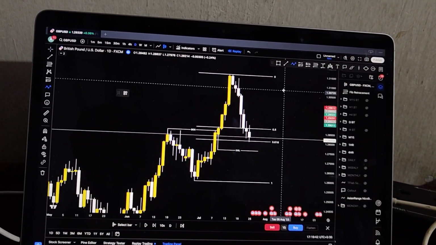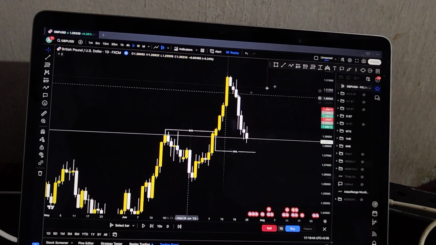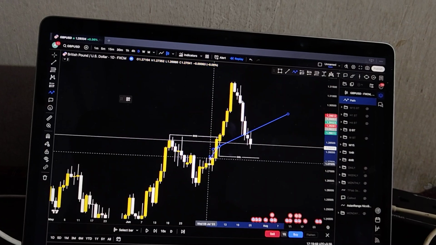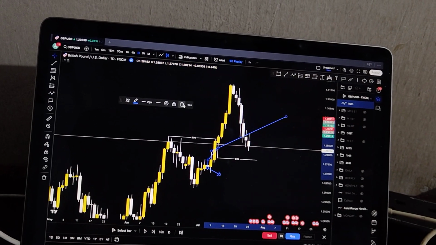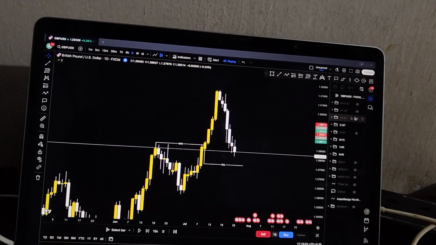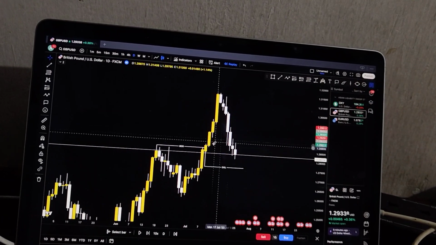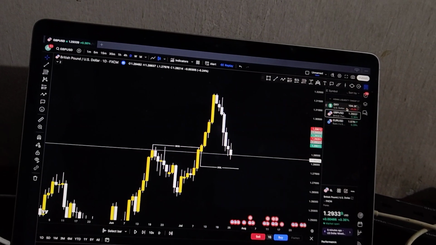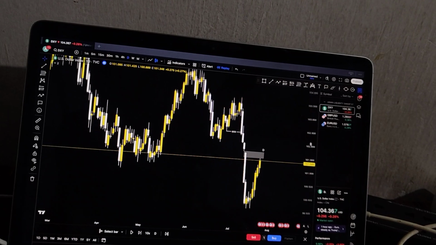But to be honest with you, the bias was not clear. When I was analyzing GU, the bias was not clear, and there were also no fair value gaps here. You can see there were no fair value gaps on the daily time frame to fill. So that's one thing again. Whenever we are in a situation like this where our bias is not clear and we don't know what to do, we go to the DXY and analyze that.